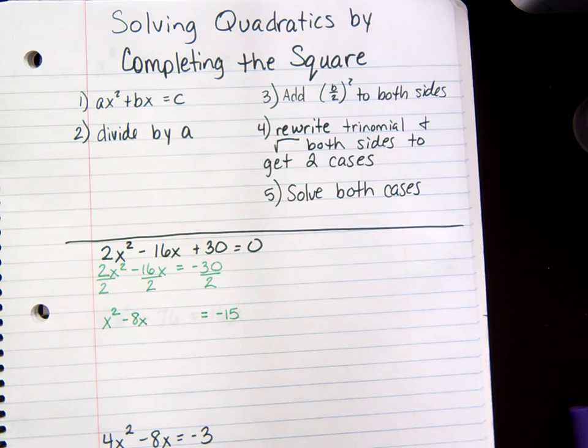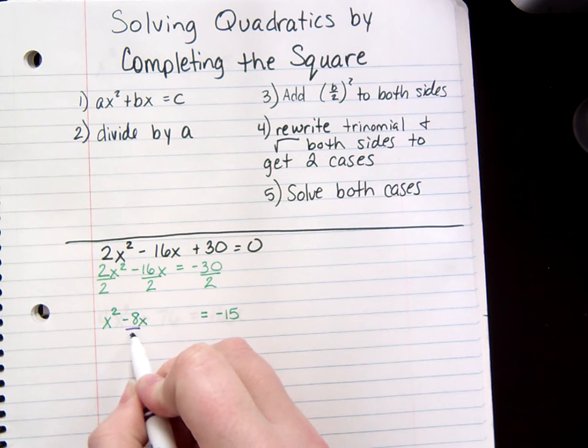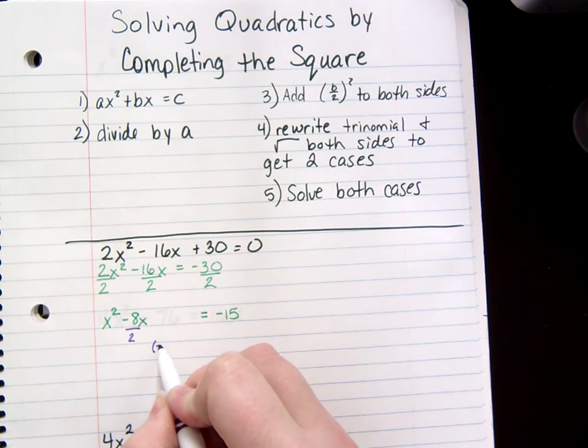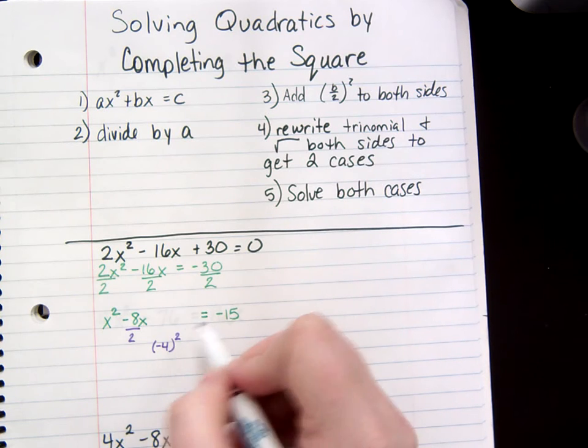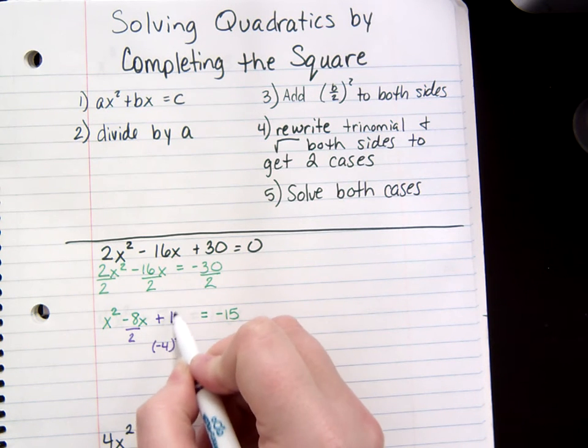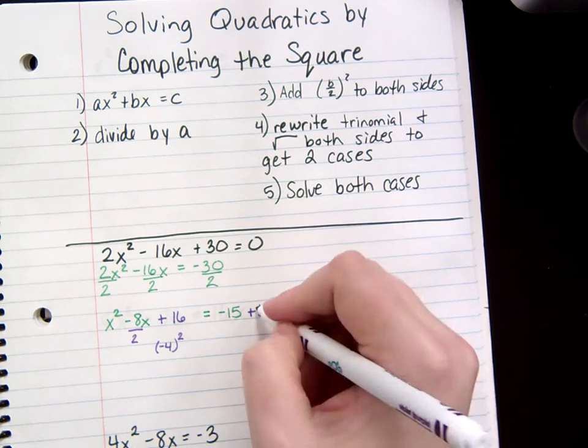Now the next step is to add b divided by 2 squared to both sides. So if I take the negative 8 and divide that by 2, I'm going to get negative 4. When I square that, I'm going to get 16. So I'm going to be adding 16 to both sides. There we go.